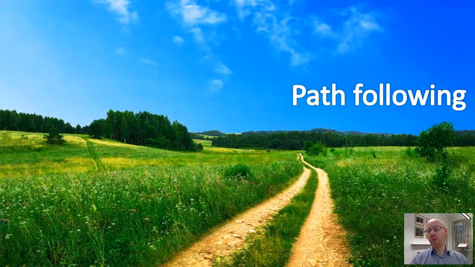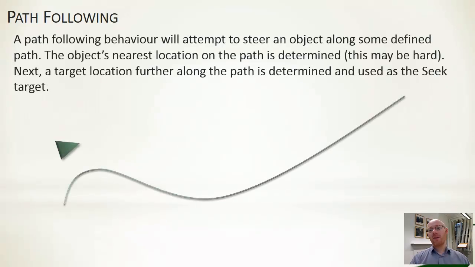So by path following, what we assume is that we have something that defines a path that's already available to us, and we want to get a particular game object to follow that path, to sort of etch it out, and we'll use the steering behaviours as our means of actually following the path. You can see an example of it here.